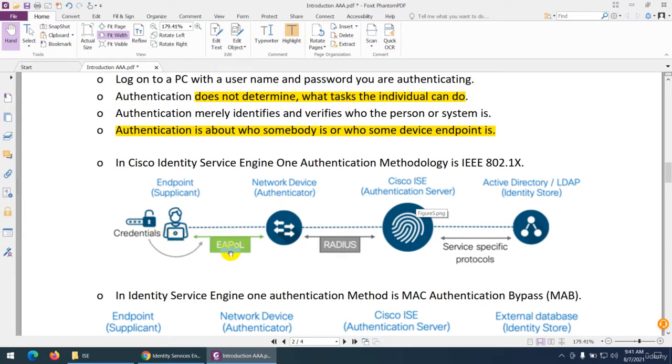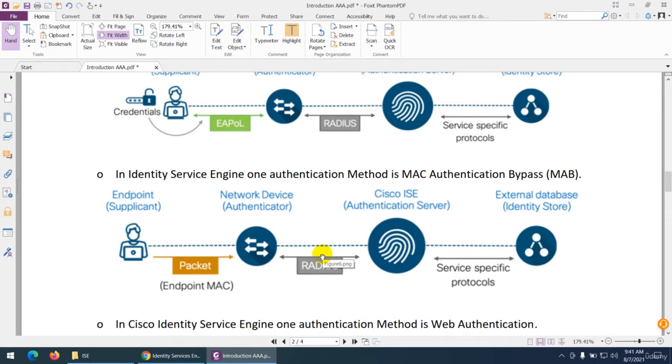Through EAPOL, it will send to the Cisco switch, or any switch. Then the switch will send them through RADIUS to Cisco ISE, and ISE will check their credentials with Active Directory. Normally that is what I'm talking about. So this is one way of authentication in Cisco ISE.